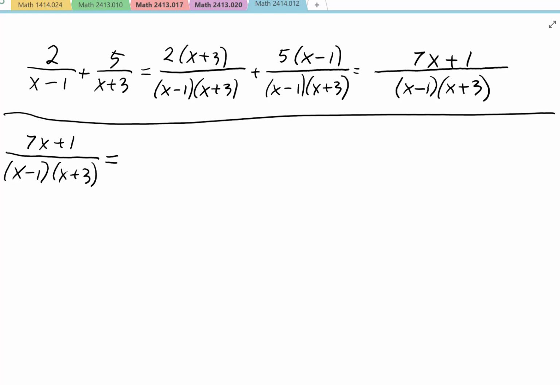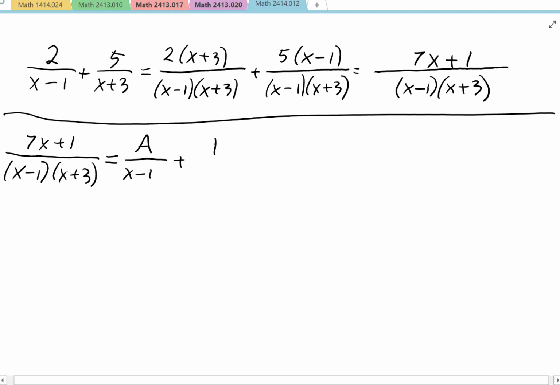Okay, so the theory of partial fractions says that when you have two distinct linear factors in the denominator, like this, x minus 1 times x plus 3, this thing is going to split apart as some number a over x minus 1 plus a second number b over x plus 3. And your job is to figure out what those numbers a and b are.